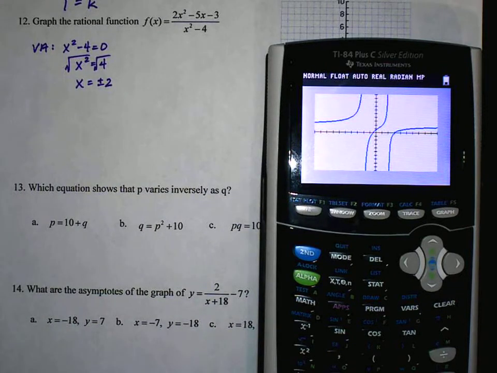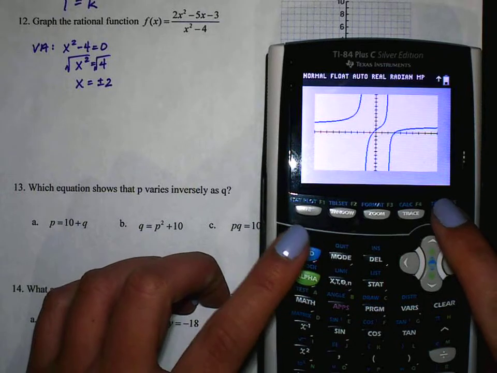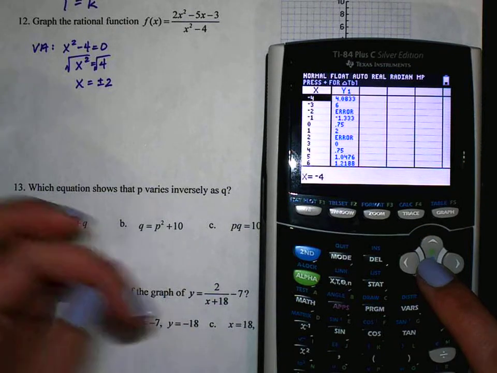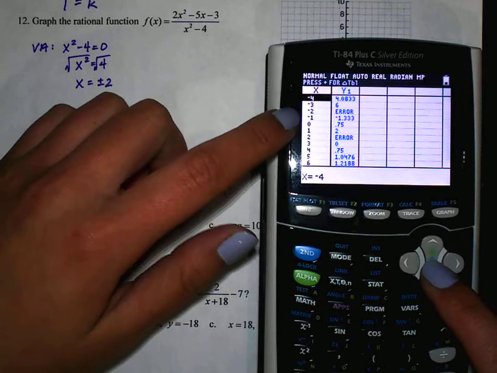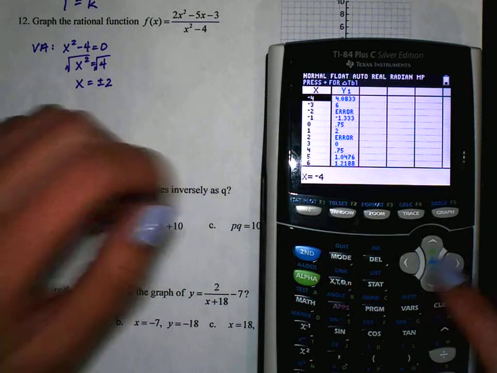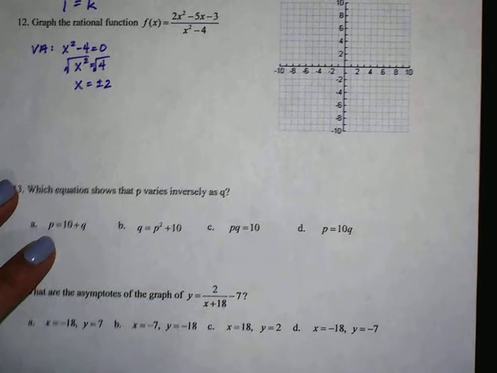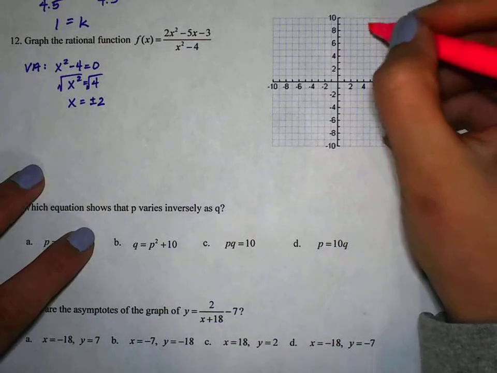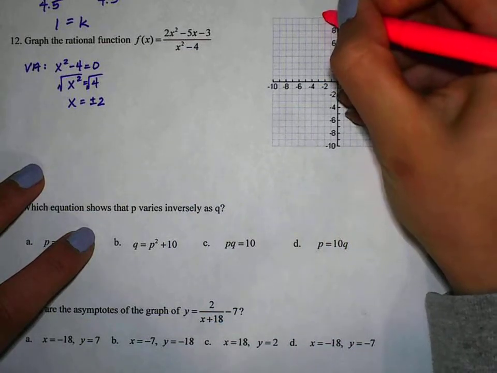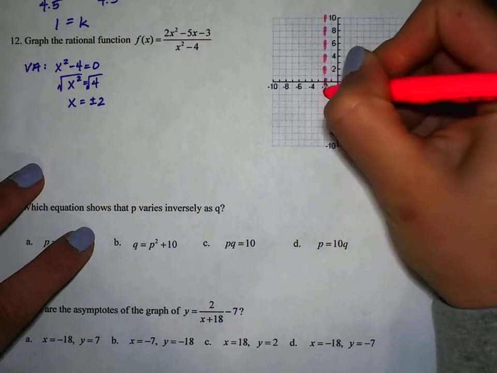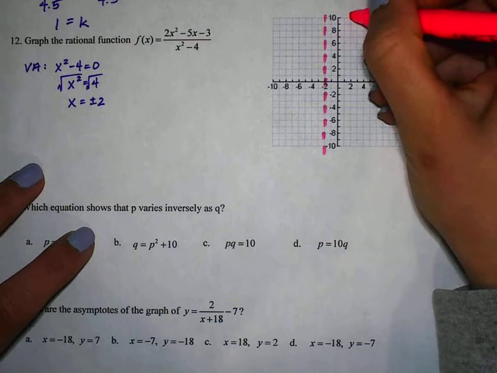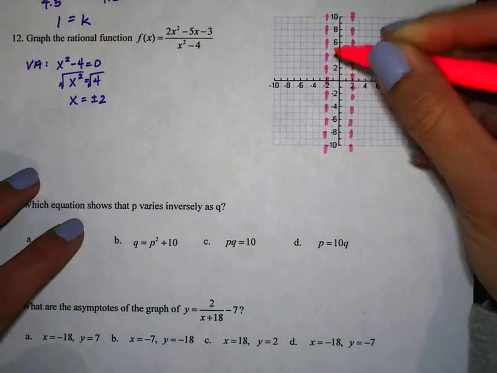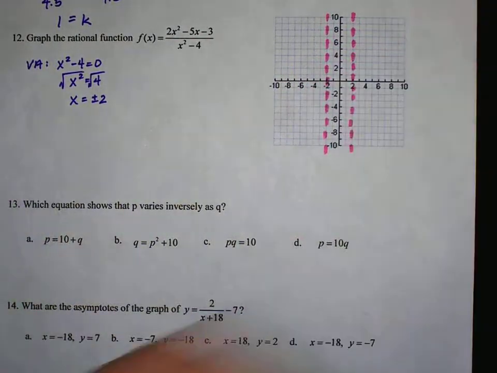The other way you could do this is if you go to your table by hitting second graph. You're looking for the numbers that have error next to it. So notice I said it's positive and negative 2. And at negative 2 there's an error, and at positive 2 there's an error. Alright, so I'm going to go ahead and draw in those vertical asymptotes with a highlighter on my graph. Okay, so that kind of splits up the graph into 3 parts. One over here, one in the middle, and then one on the right.